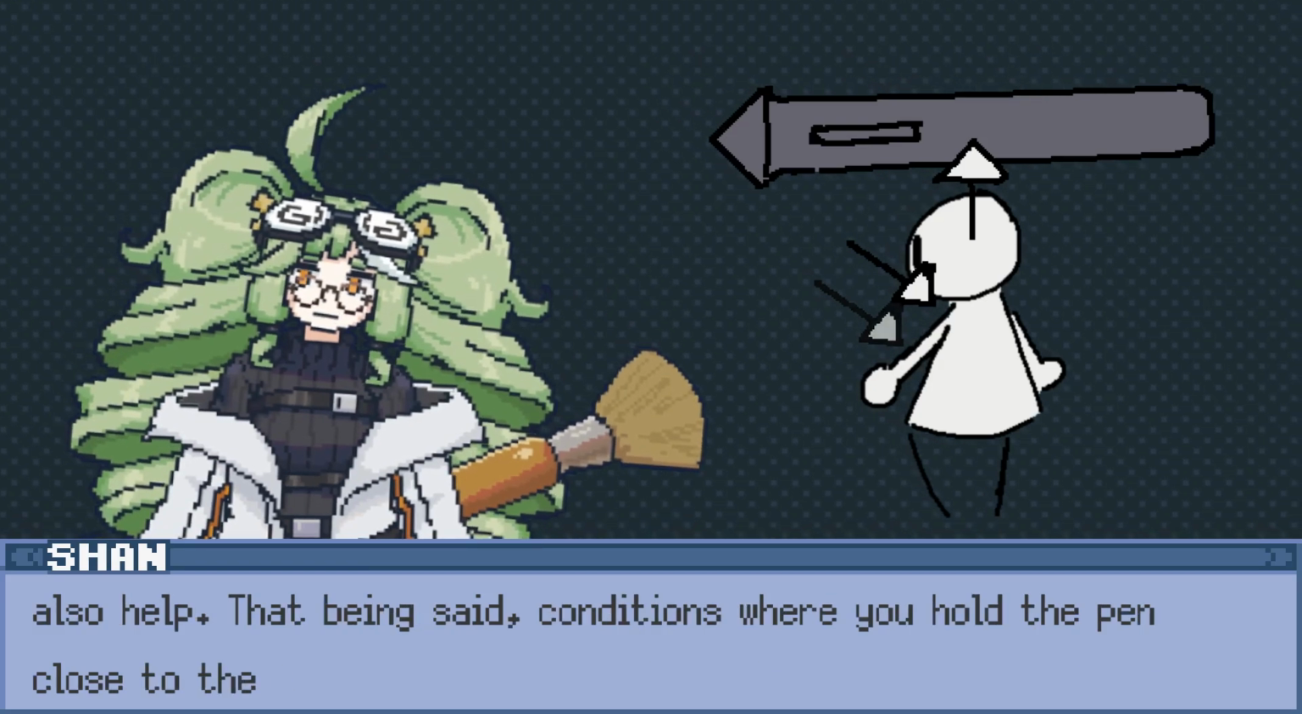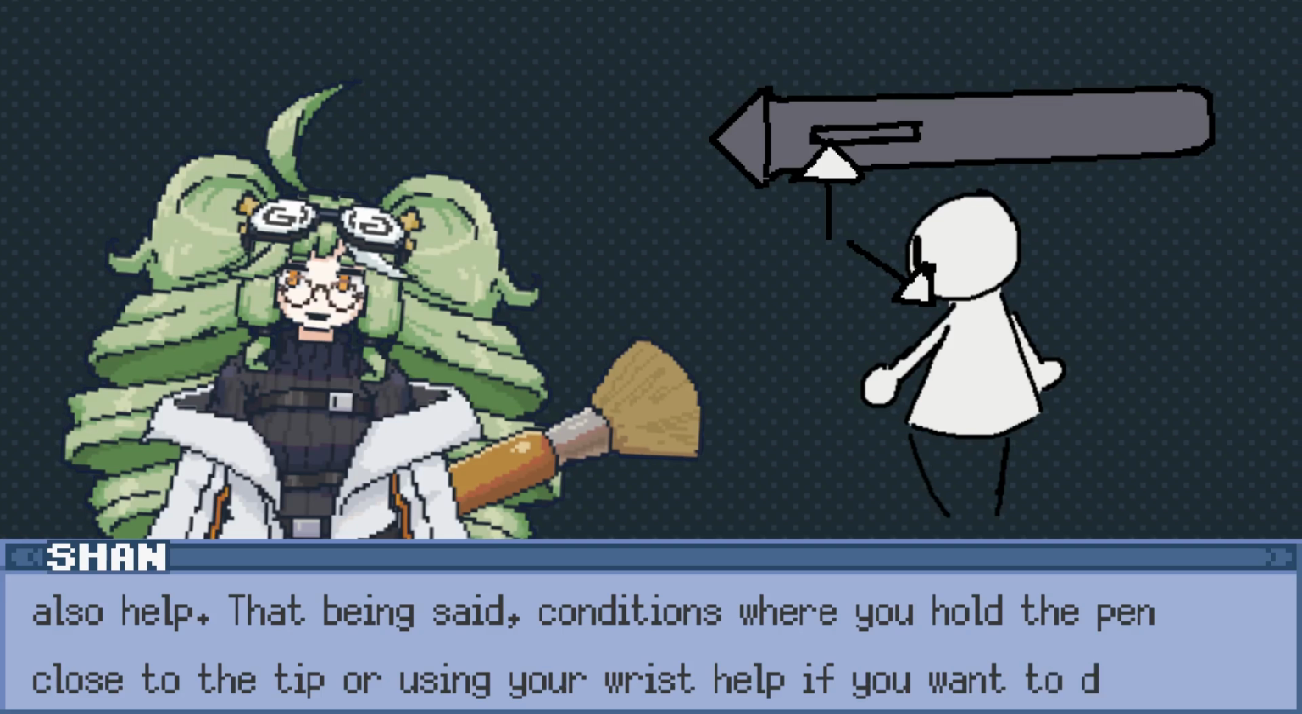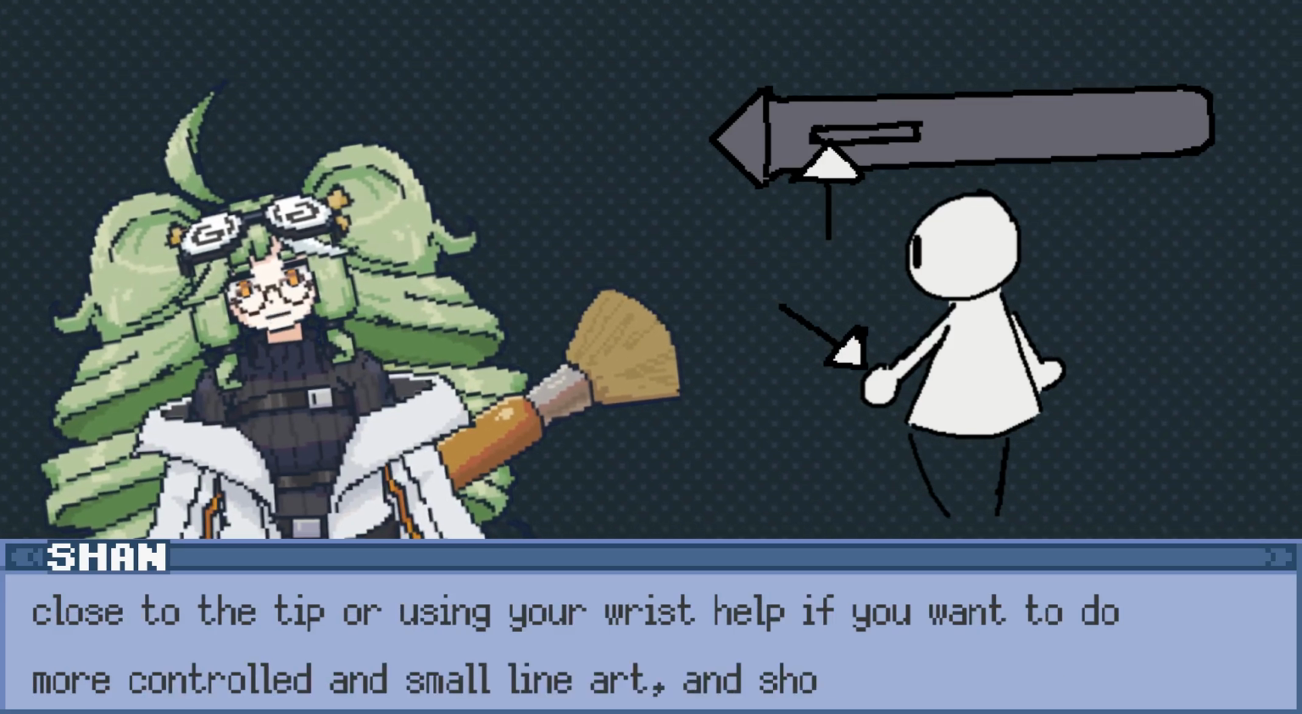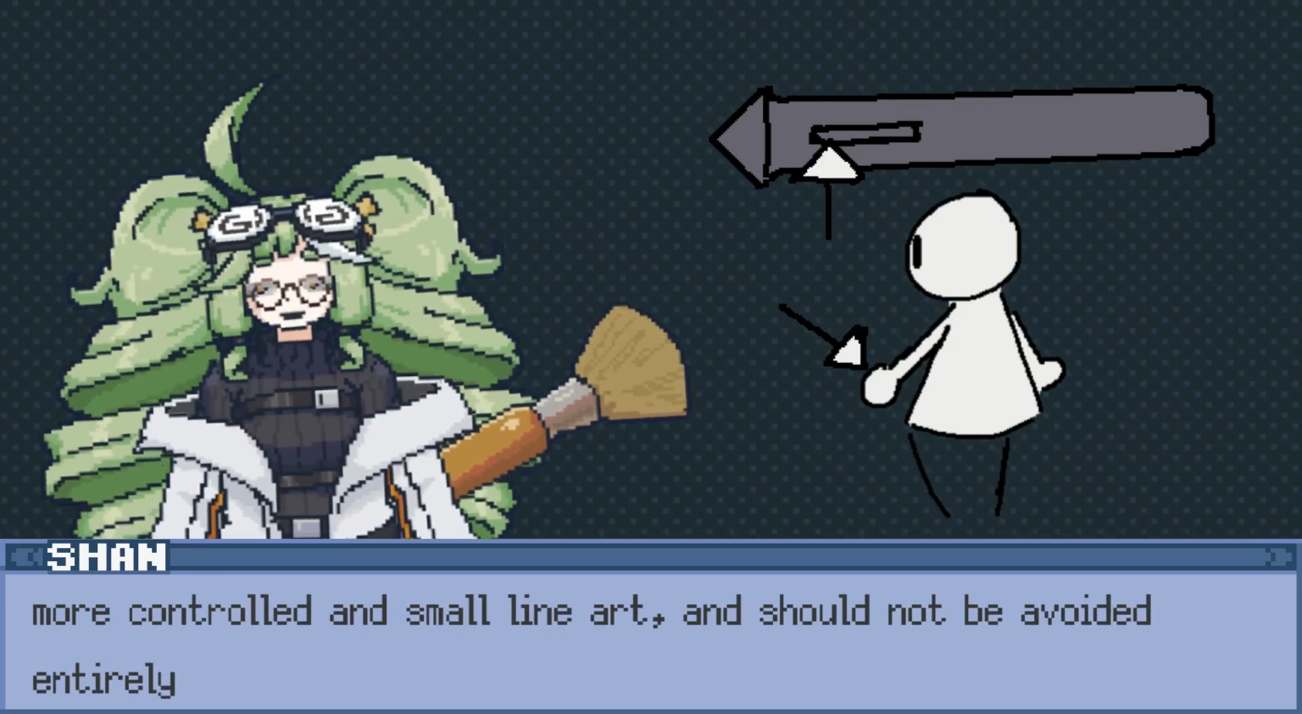That being said, holding the pen close to the tip or using your wrist helps if you want to do more controlled and small line art, and should not be avoided entirely.